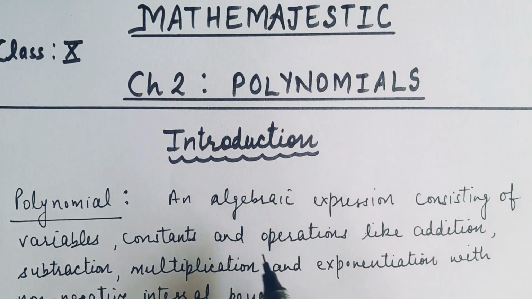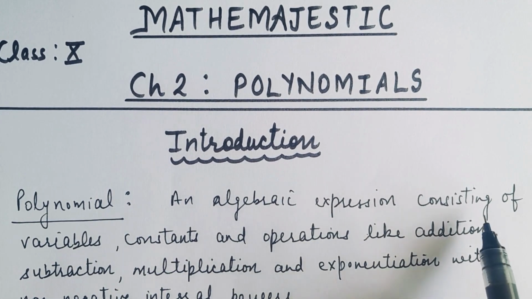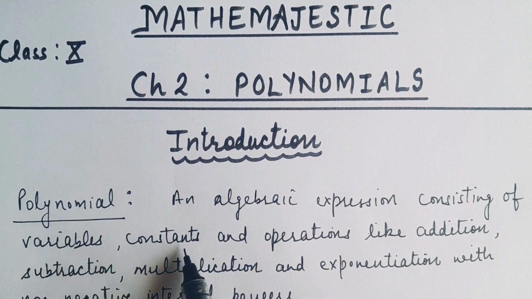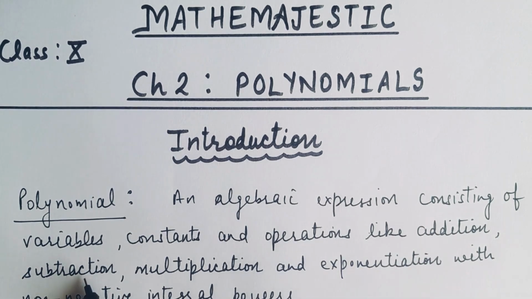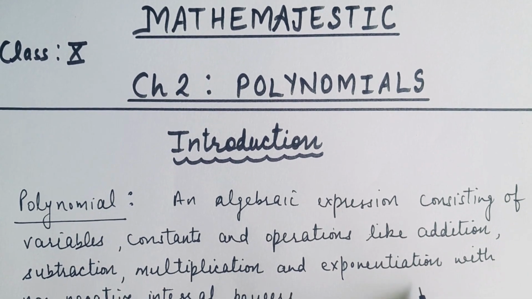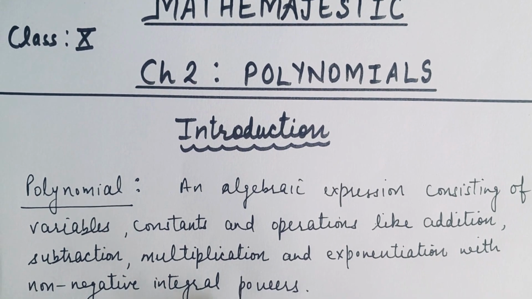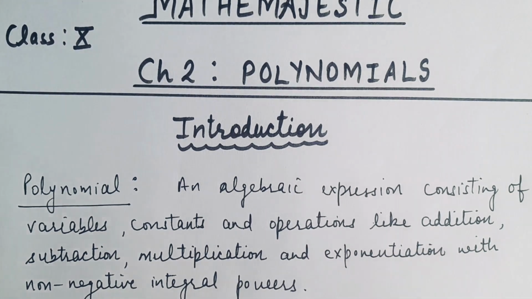You can see that polynomial is an algebraic expression consisting of variables, constants, and operations like addition, subtraction, multiplication, and exponentiation with non-negative integral powers. So first we have to understand this definition. Algebraic expressions are the combination of constants and variables along with the operation of addition, subtraction, multiplication, division, etc. So polynomial is also an algebraic expression that consists of variables. It can be 1, 2, 3, any number of variables, constants, and operations like addition, subtraction, multiplication, and exponentiation.